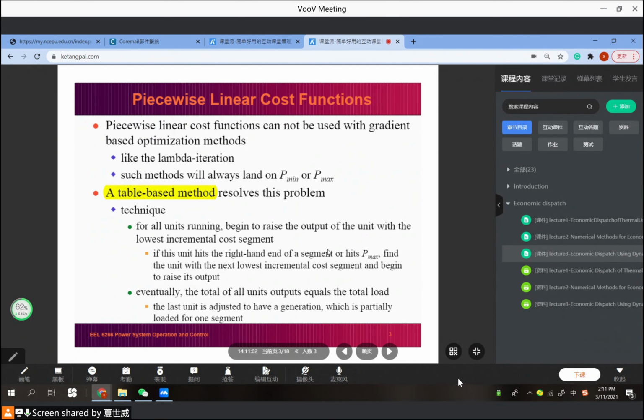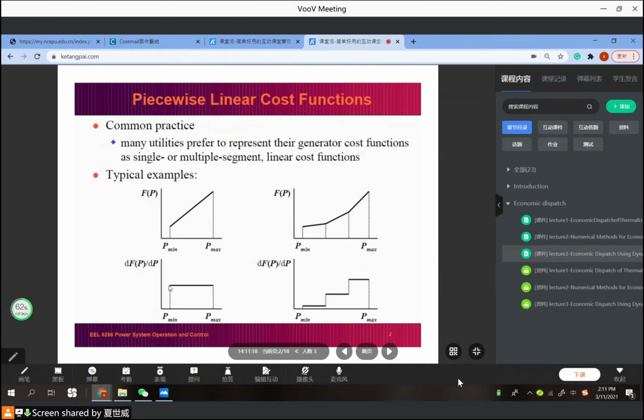Okay. So a piecewise linear cost function can't be used with gradient-based optimization methods, like the lambda iteration method or Newton methods. Such methods will always land on P minimum or P maximum because the first order derivative of this input-output curve is constant or has several different values. You see, this is one value, second value, third value. It's not like a linear equation.